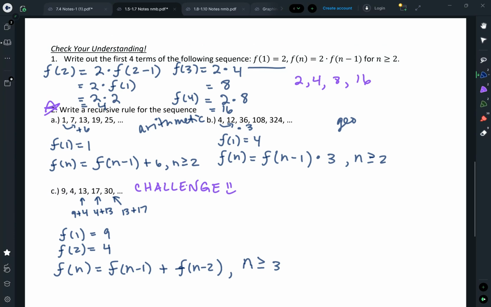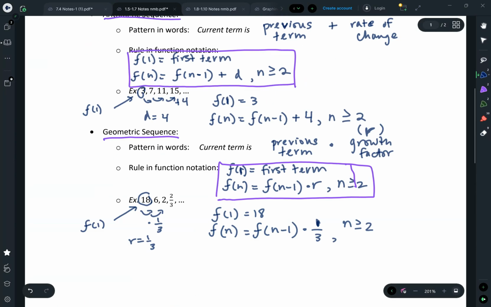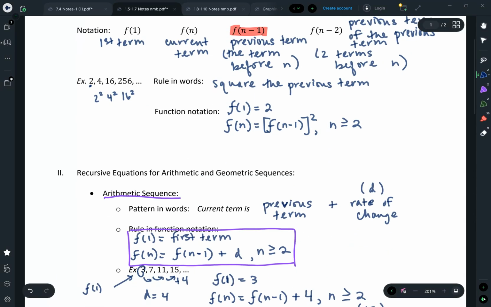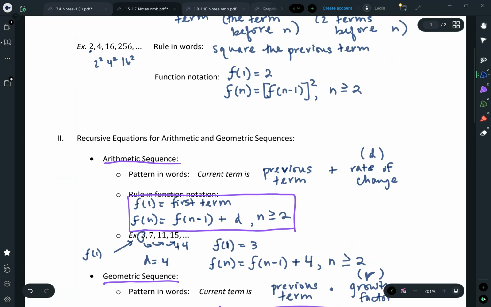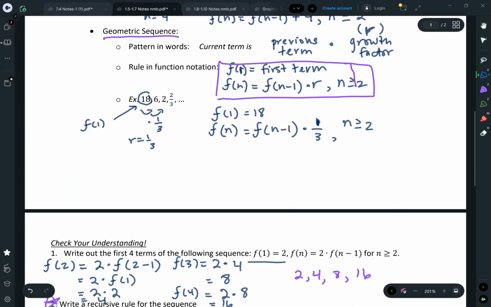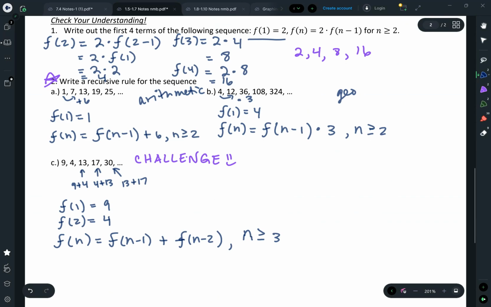So this just gives us a brief overview of recursive rules. We're still looking at arithmetic and geometric, and we're using all the vocab still, talking about rate of change, still talking about growth factor. So as always, if you need help, please make sure you ask.